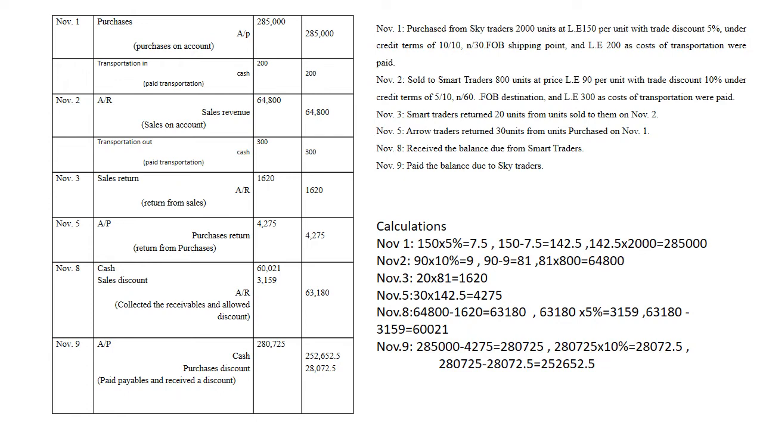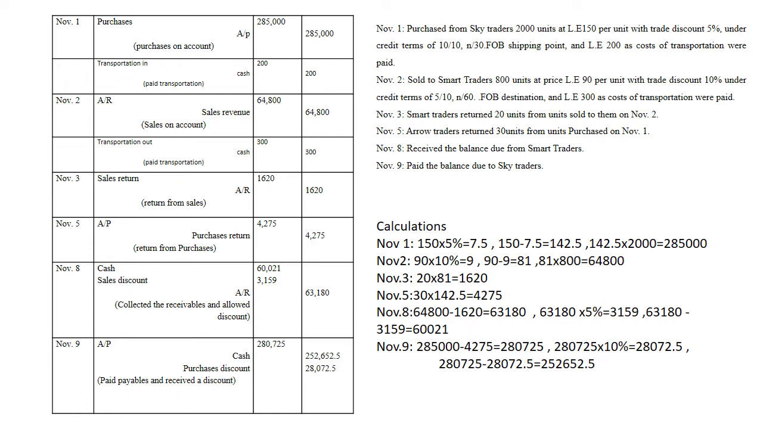Why didn't I calculate the 10% now? Because that's a cash discount. It's conditioned with the payment of cash. When Arrow Trader goes to pay the accounts payable, if it was within the 10 days, he's going to get the discount of 10%. But up till now, the price is 142.5 per unit without the 10% discount. Just the trade discount, 5%, was applied. But the 10% conditioned with the payment of cash will not be applied on November 1st. It will be applied only on the payment of cash. So the journal entry would be debit purchases by the amount of 285,000, credit accounts payable by the same amount. And that's the journal entry we prepare on the purchase of goods on account.